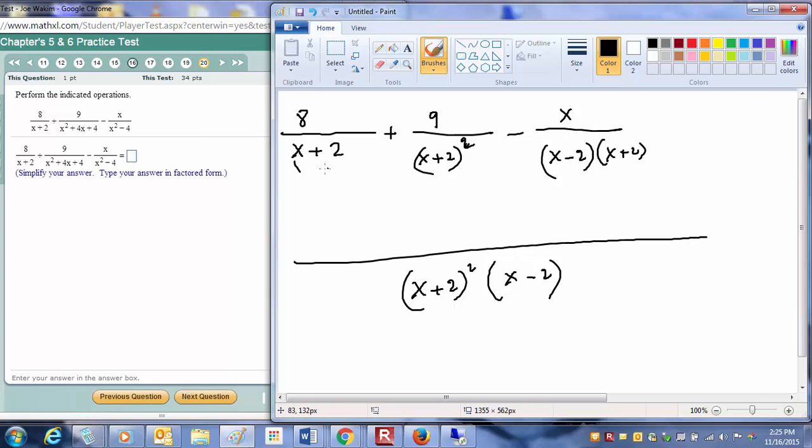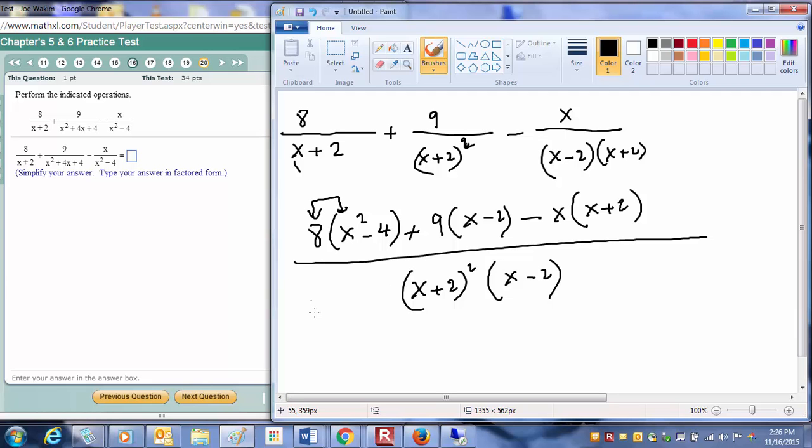Notice on the first one we have only x plus 2, but here we have x plus 2 times x minus 2, which is x squared minus 4. And so we have to multiply 8 by x squared minus 4. In here we are missing the x minus 2, so we multiply 9 by x minus 2. Here we are missing an x plus 2, so we multiply x by x plus 2. And we're almost done, so let's do 8x squared minus 1x squared, right? This is the x squared term. 8 minus 1 is 7x squared.